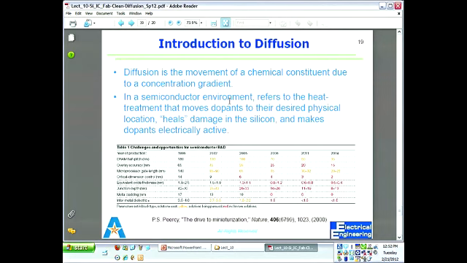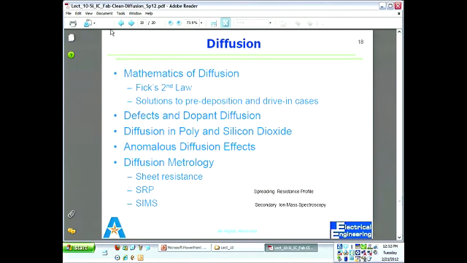You've seen this before. This is from last week. Should I call the TA again? You haven't seen these slides? We didn't get to that. I'm really not sure if you covered it. We were introduced to predeposition and drive-in. Then probably we can start from there. This is from the slides which I thought were posted online.